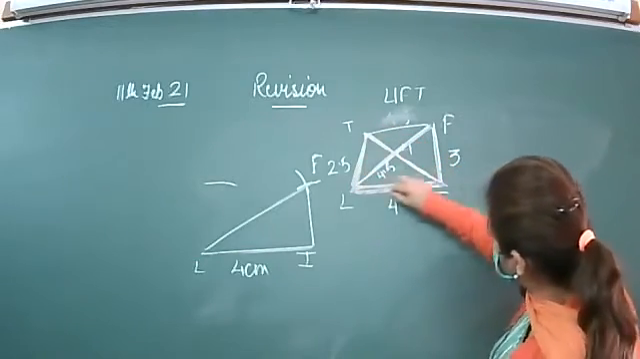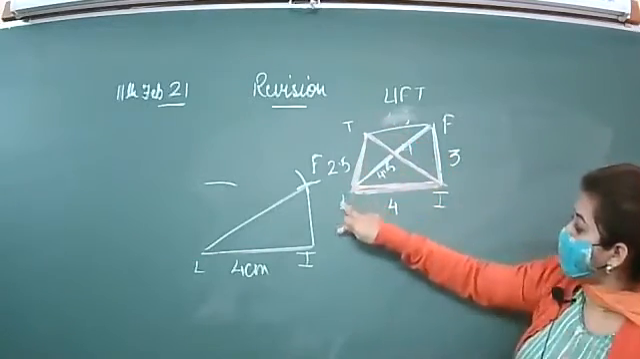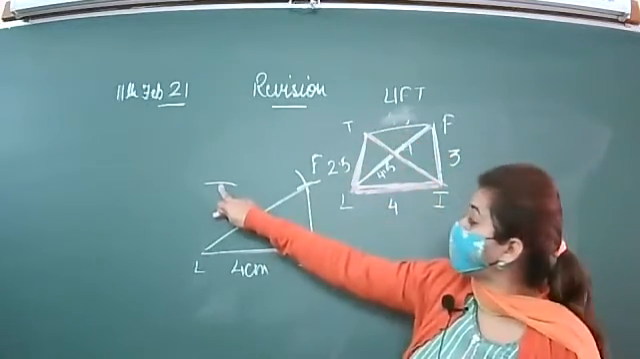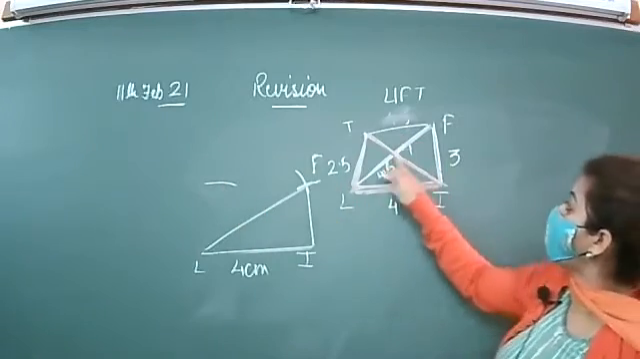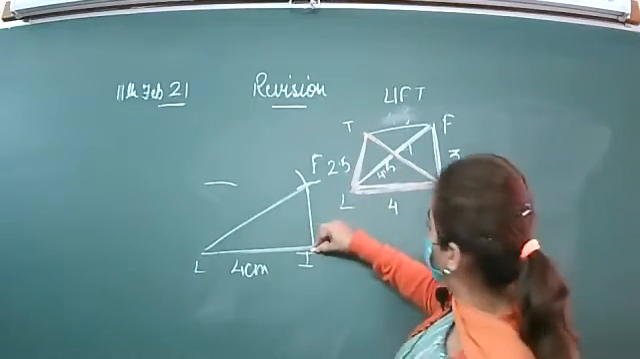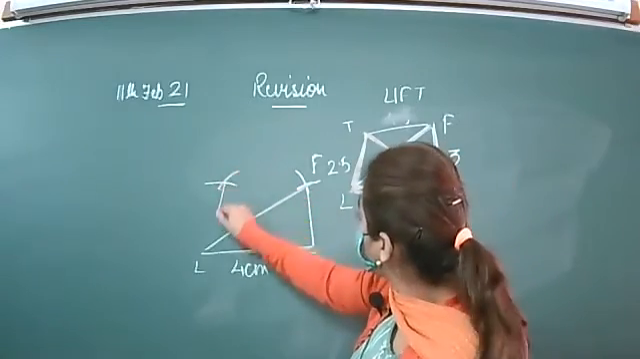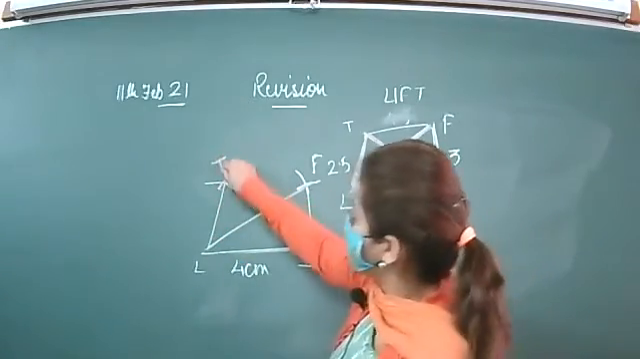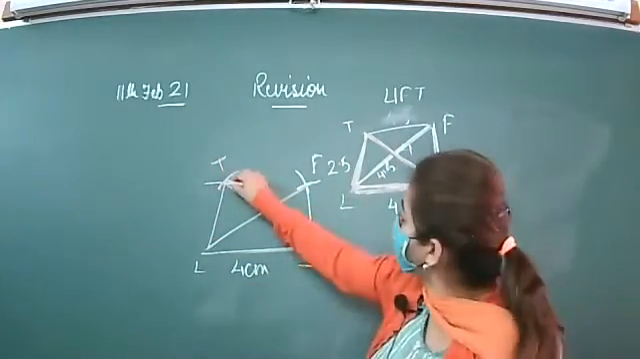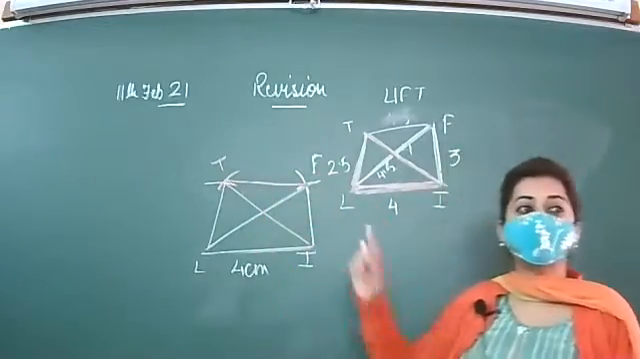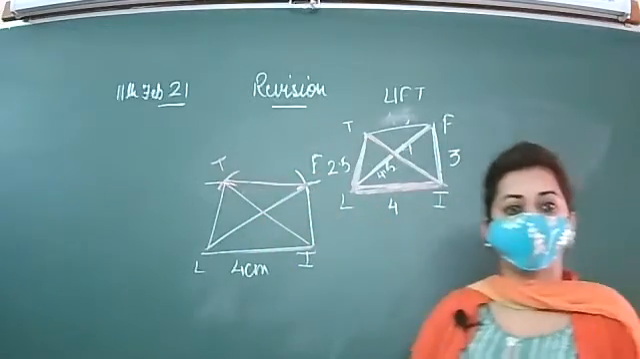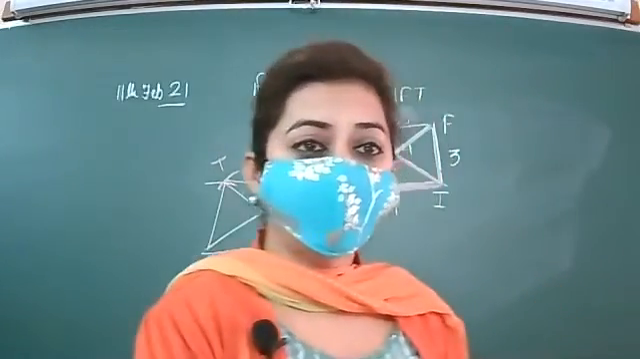So from L you have constructed 2.5. From I you will construct 4. So from I you will construct 4 centimeter arc. They will cut each other at T. Got it? So now you will join this. This will complete your quadrilateral LIFT. Is it clear?